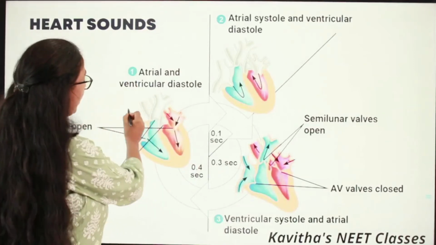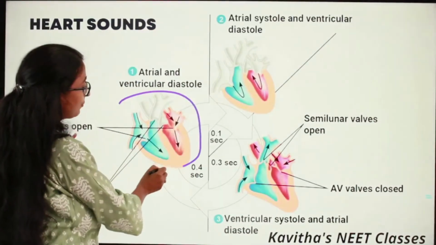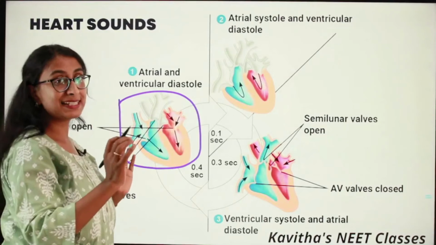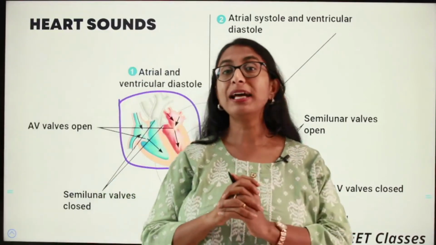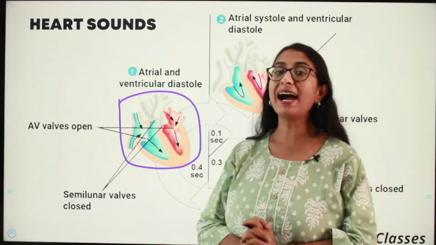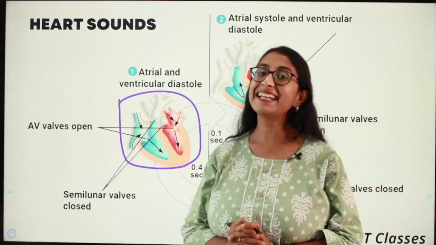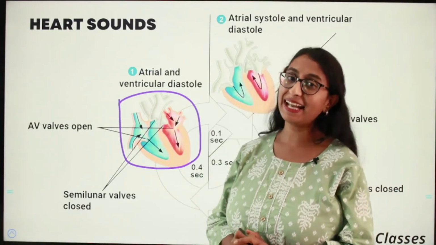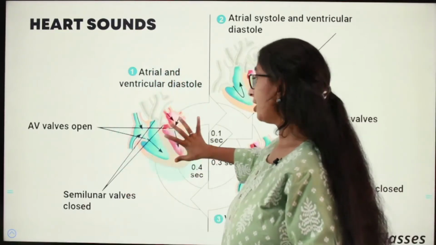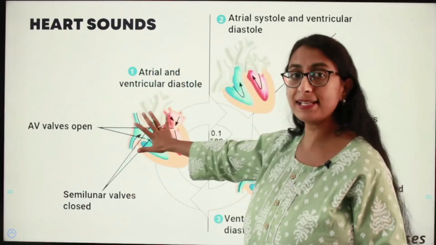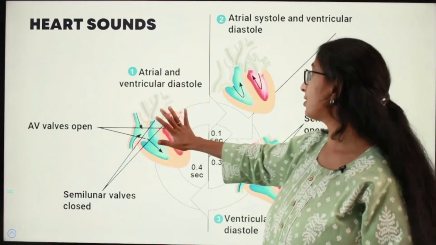So in this image you can see all the four chambers of the heart are in a relaxed state. That is, they are in a state of joint diastole. We know that the contracted state of the heart is called systole and the relaxed state of the heart is called diastole. So here in the beginning, all the four chambers of the heart are in a relaxed state, that is, in a state of joint diastole.